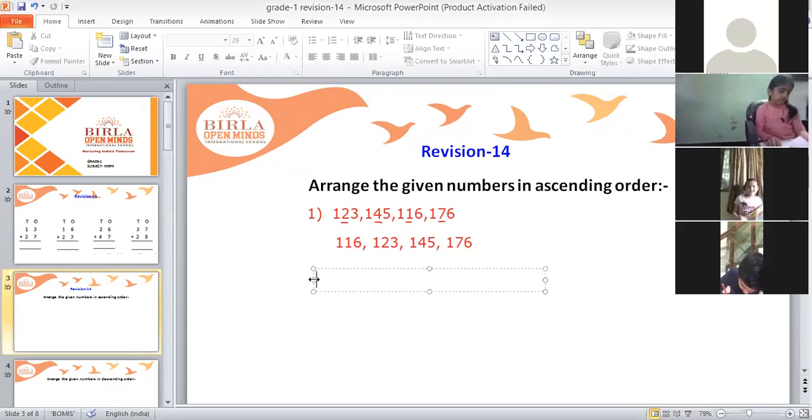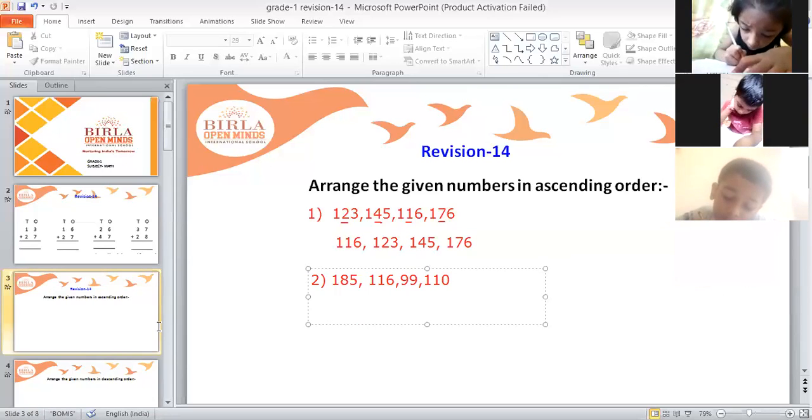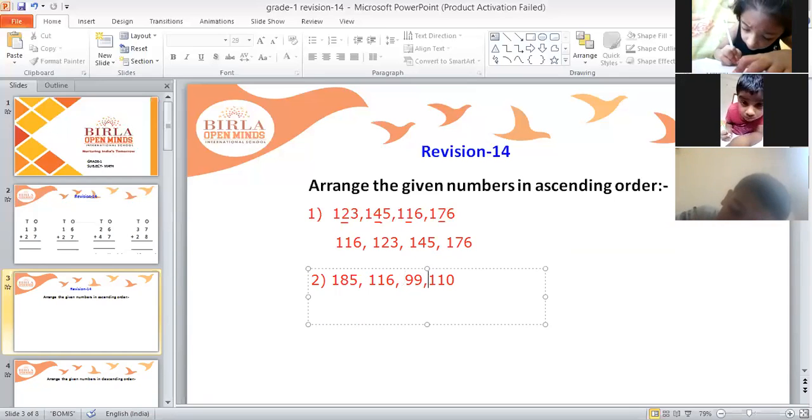Now you will write your second bit and then again you will leave one line. So your second bit is, note down second question, everyone. The numbers are 185, 116, 99 and 110.